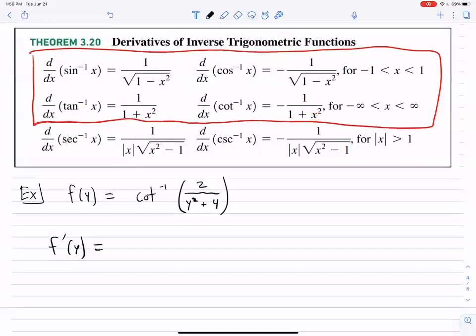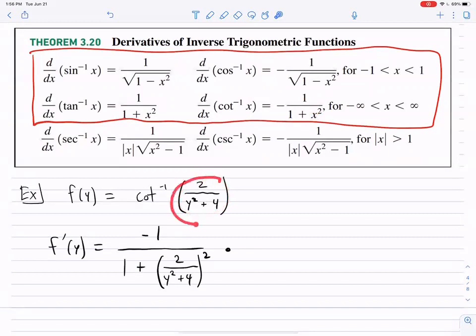And so it will be -1. This is going to be really gross to write, but 1 plus, and then this whole inside function squared, which is 2 over y squared plus 4. Oops. y squared plus 4 squared. And then times, now I need to times by the derivative of the inside function.